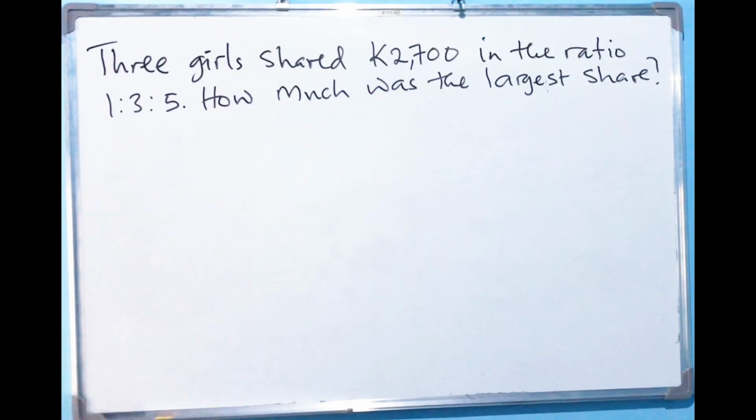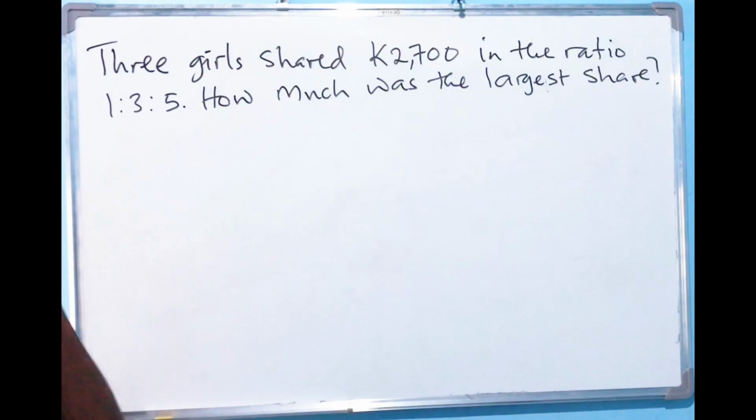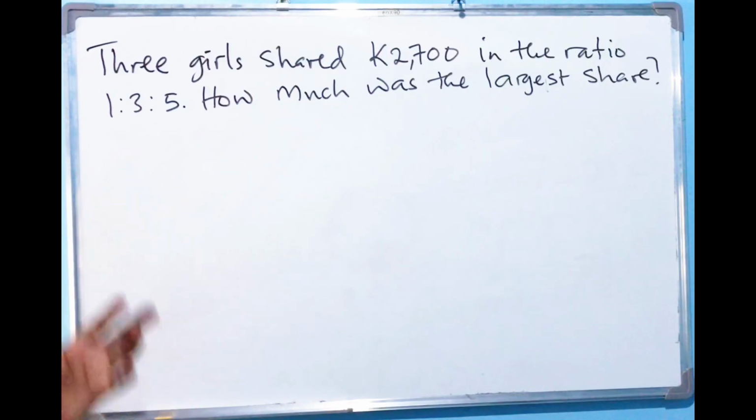If you can do it, you can pause the video and try to solve. And after you are done, you can join so that we can find the answer together. The first thing you want to do when you're dealing with ratios is to make sure that you know what you're supposed to do. Understand the question fully before you even start answering.